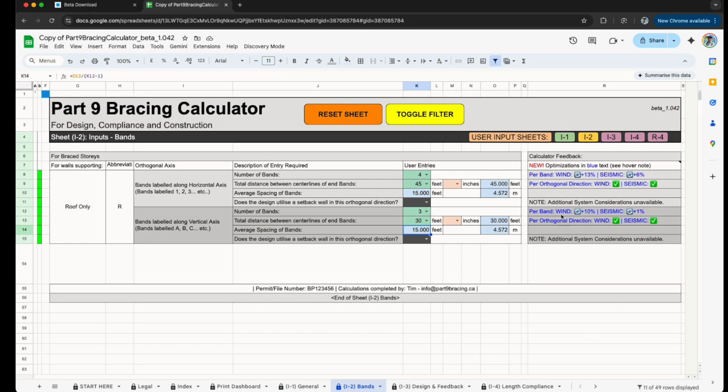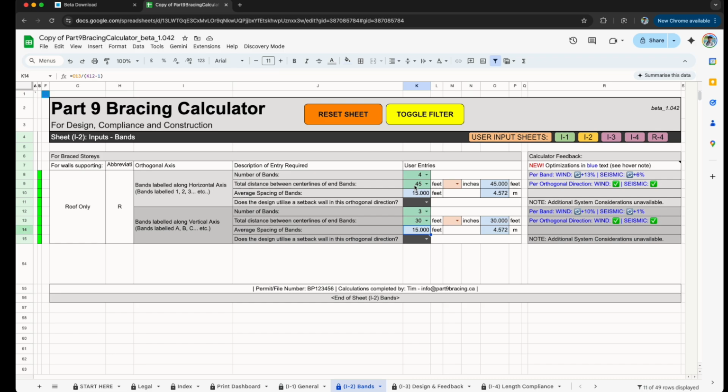Now, if we take this top one for example, per band, when we're considering wind forces, this calculator is telling us that we are not optimized for wind, and that the input that we're using is resulting in a 13% greater than optimal result. And similarly for seismic, when our design driver is seismic, based on our inputs over here, seismic is resulting in 6% above the optimal amount of bracing required. So I'll just play around with it.